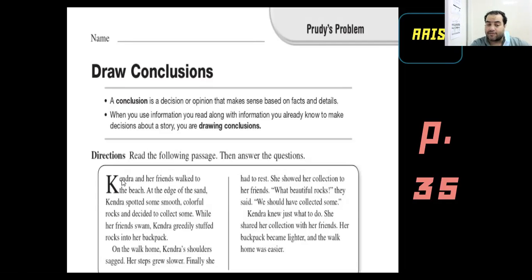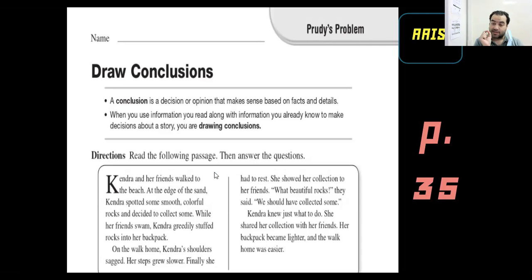Okay, so I guess that you have already read the story about Kendra and her friends. They went to the beach and there were colorful rocks, and Kendra decided to collect some colorful rocks. You know that our story about Prudy is about collecting things, and I know that some of you collect things. But while Kendra was collecting colorful rocks, her friends were enjoying their time. They were swimming, they were having fun, and so on.